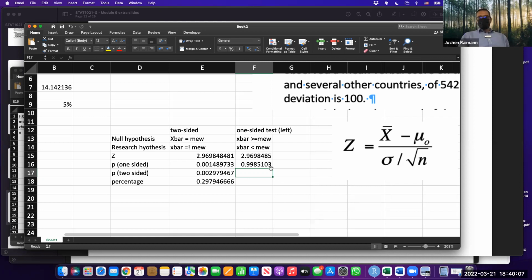We don't need to calculate the two-sided because it's a one-sided test. Percentage, yes, we can multiply this by 100. You don't need to do that, but for the sake of completeness, let's do it. And now we're gonna do the corresponding one-sided right test.